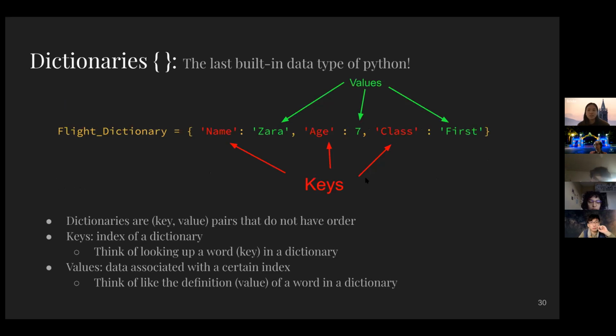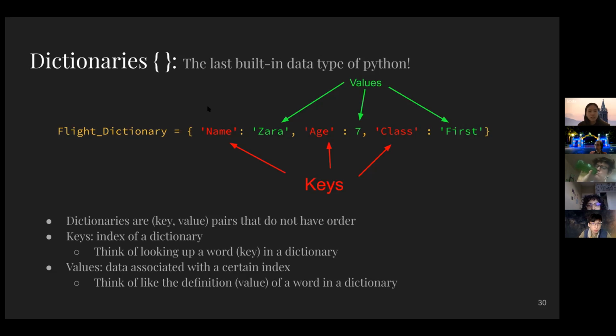Okay, and so then today we're going to start going over dictionaries, which are the last built-in data type of Python. So we've already talked about lists and tuples before. And so today we'll be talking about dictionaries. And these are really powerful and also really common as well. And they're basically made up of key value pairs.